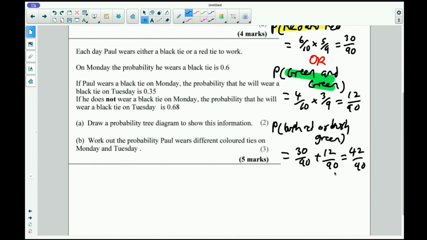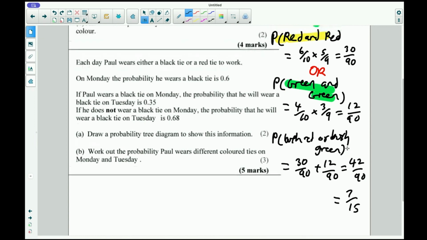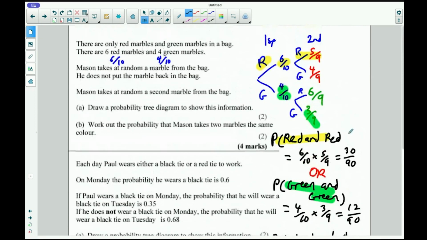And we can simplify this to, what is that going to be? 21 over 45 or 7 over, why am I struggling with this? It is late at night. 7 over 15. There we go. So 42 over 90 or 7 over 15. Any questions about how I ended up with all of this?